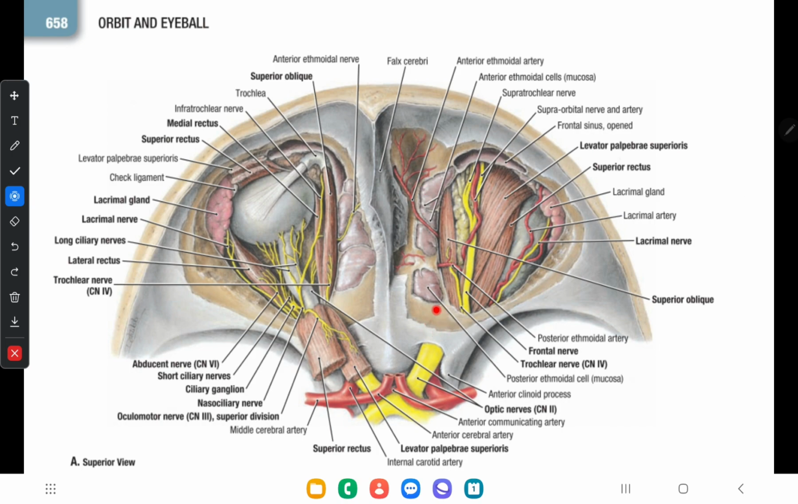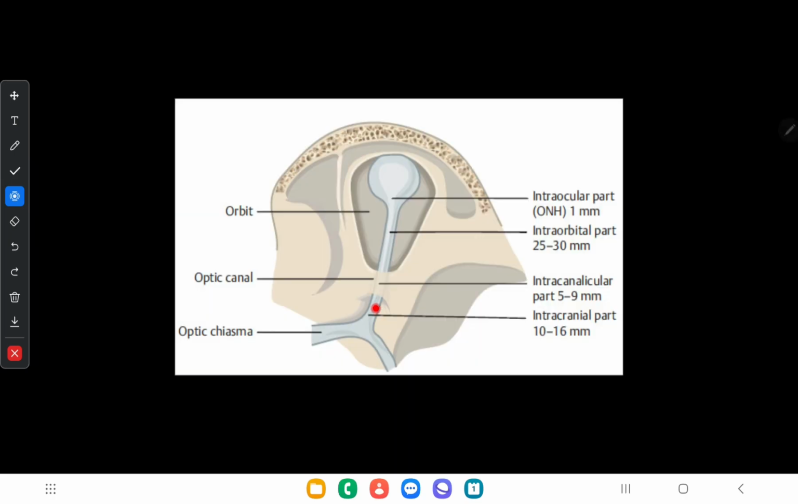Here is the canalicular part, or the intracanalicular part. It is passing through the optic canal, and it is about half a centimeter in length. Here it is very closely related to the ophthalmic artery. This area is the intracranial part of the optic nerve. It is related to the gyrus rectus of the inferior surface of the frontal lobe, optic tract, and anterior cerebral artery.